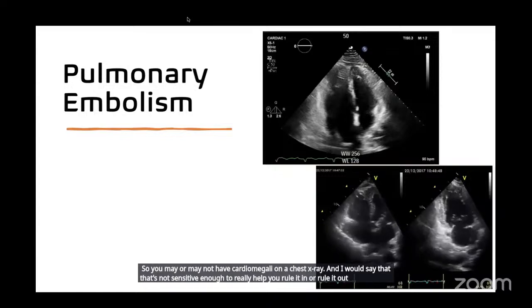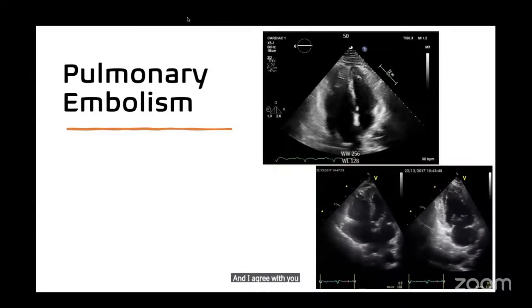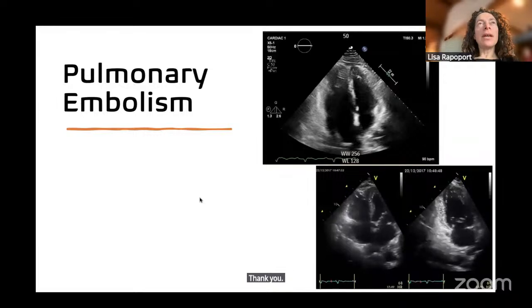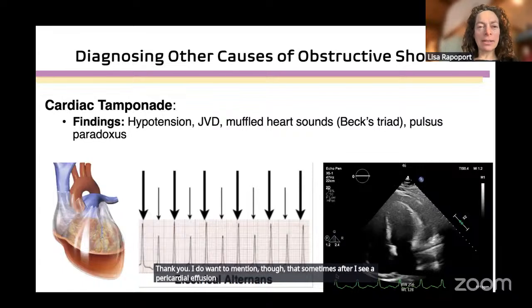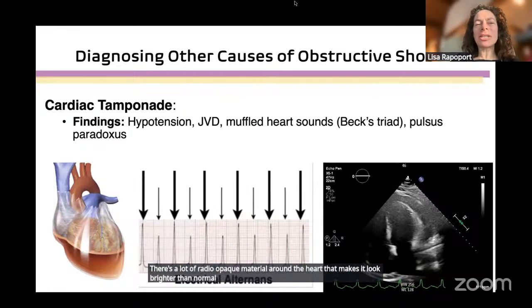So I like how you mentioned that your clinical suspicion and the clinical context of what's happening with the patient is really the most important part. And I agree with you, looking at cardiac function with an ultrasound is probably a better way to assess for pulmonary embolus. Thank you. I do want to mention, though, that sometimes after I see a large pericardial effusion on an ultrasound, I'll go back to the X-ray and see, oh yeah, that heart looks really dense. There's a lot of radio opaque material around the heart that makes it look brighter than normal. But that's usually something that I only see when looking back at the chest X-ray after my ultrasound.